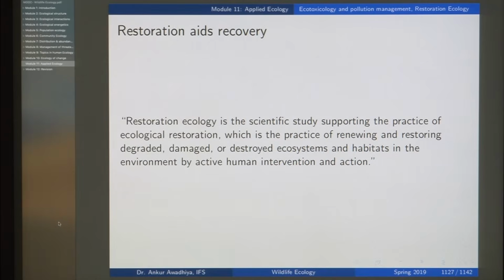So, a number of communities, a number of populations are resilient, and if we want to help in that recovery, we can bring in restoration. So, restoration is there to aid the recovery, and restoration ecology is the scientific study supporting the practice of ecological restoration, which is the practice of renewing and restoring degraded, damaged or destroyed ecosystems and habitats in the environment by active human intervention and action.